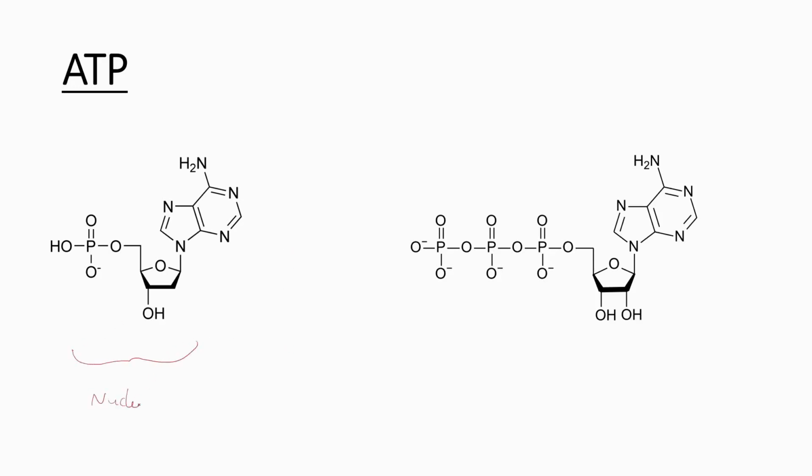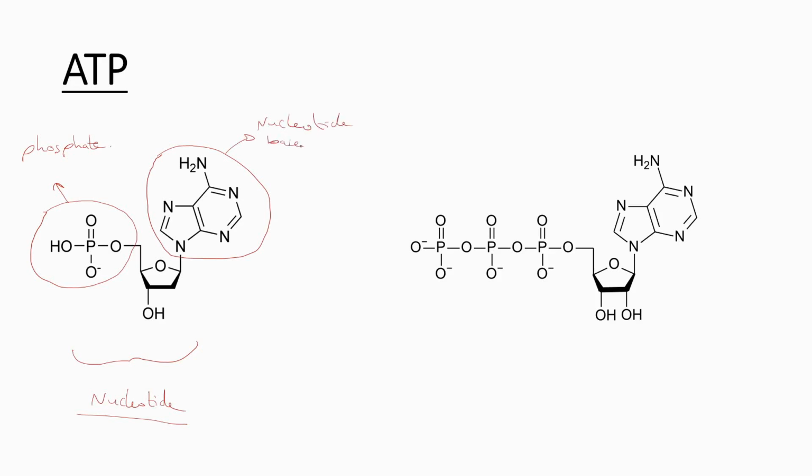Well, this molecule is a nucleotide and it's got three features. The first feature is a phosphate group here. The second feature is a nucleotide base, and in this case it is adenine, and it's got a lot of nitrogens.